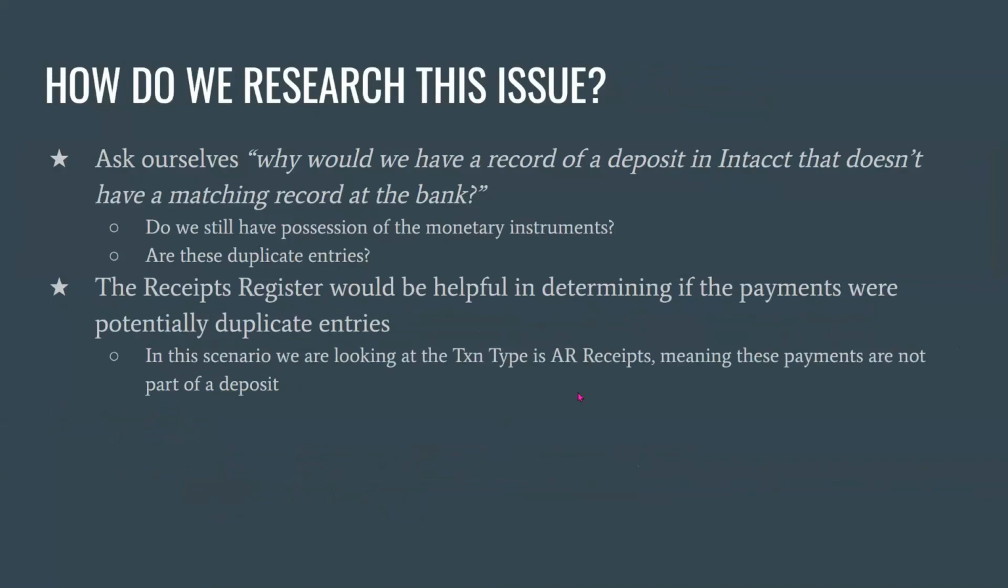So we need to ask ourselves, why would we have a record of a deposit in Intacct that doesn't have a matching record at the bank? Number one, do we still have possession of the monetary instruments? Did we record this in Intacct but not send the money to finance to go to the bank? Did we record this in Intacct today but not send it to finance until tomorrow? So there's just a mismatch on dates? Or are these duplicate entries? So we're going to see how we can make that determination.